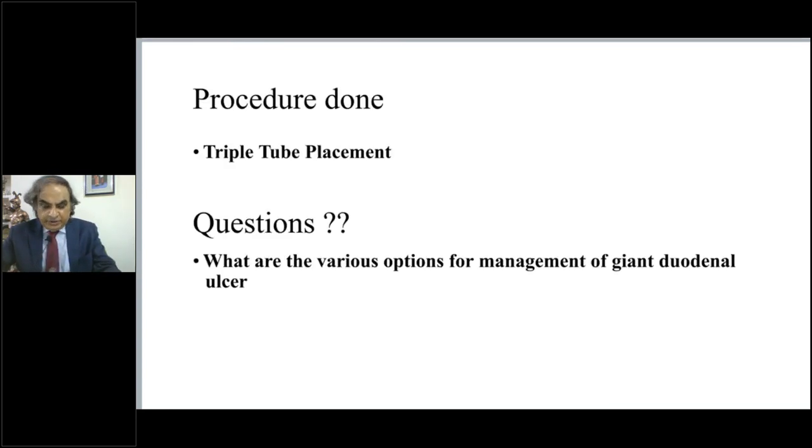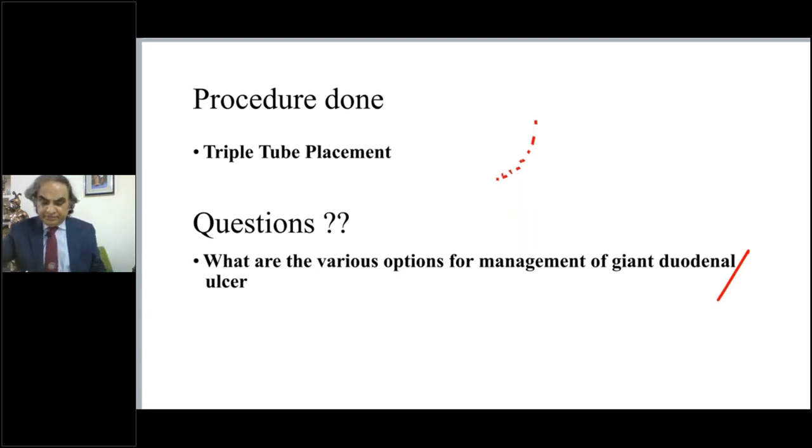The questions were triple tube placement, which I've covered, which is done in this case. And as I mentioned, it's not a great option, and the disadvantages are obvious. And what are the various options for management of this ulcer? I've covered it, and I think you can easily use it for the purpose that is described. So we move to the next scenario.